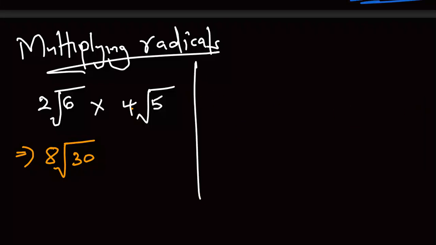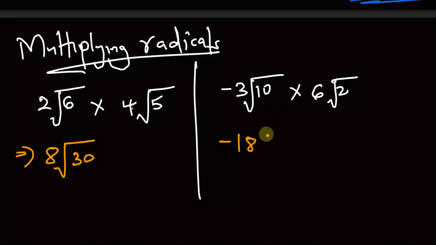Another example, just beside it, we have negative 3 root of 10 times 6 root of 2. We are solving this. The same concept. What is negative 3 times 6? It is negative 18. 10 times 2 is 20.